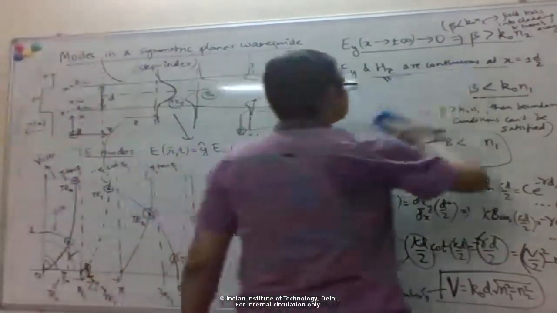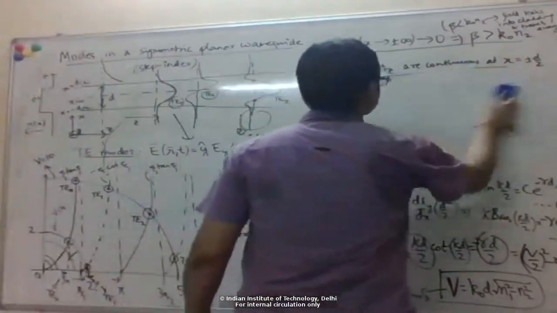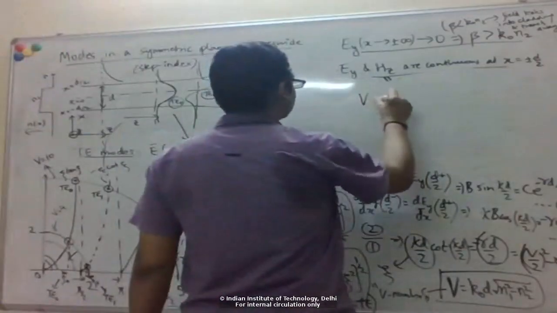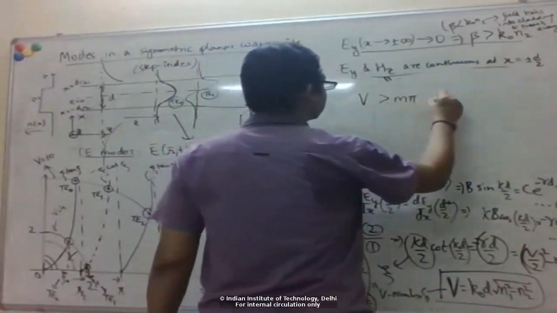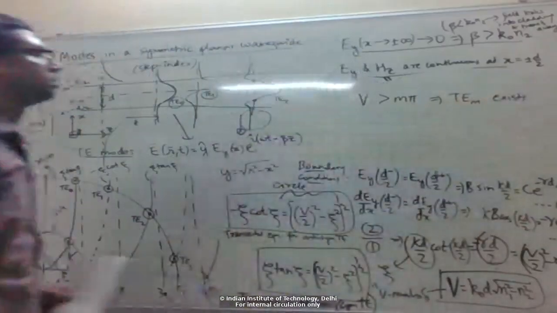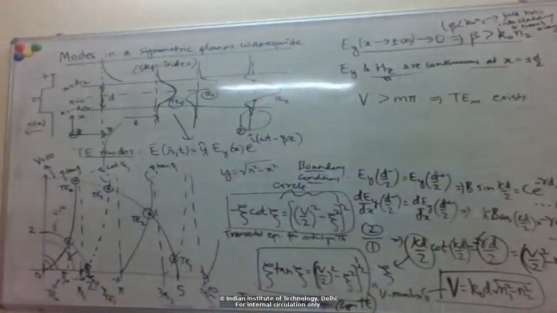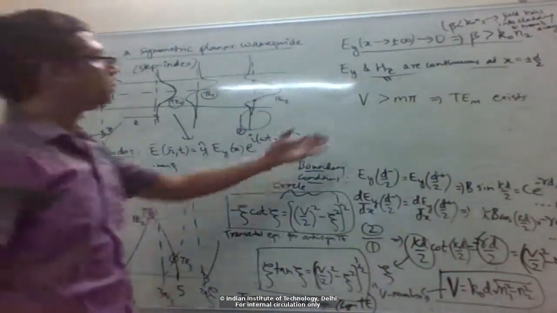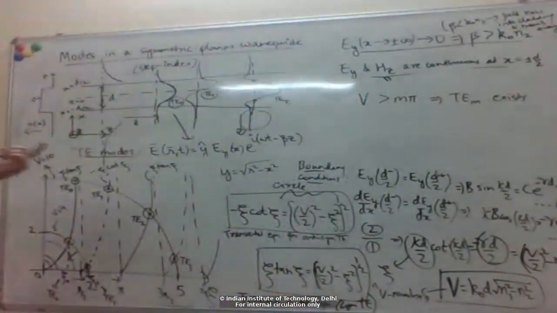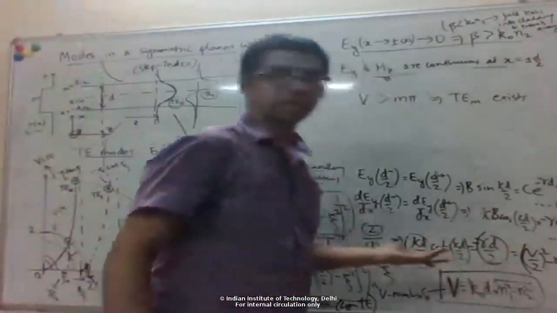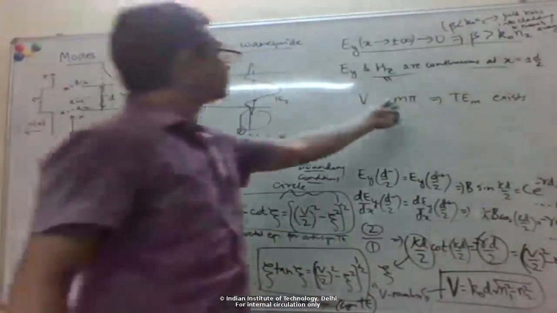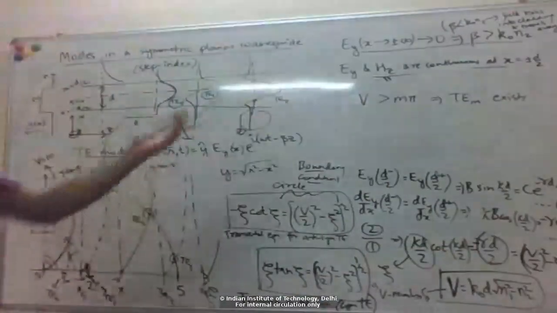So basically, if this V is greater than m pi, then TE m mode exists. Right? So if it's less than m plus 1 pi, then TE m plus 1 mode does not exist. Right? So by just looking at this V number, you can say how many TE modes exist in the structure. Right? You can see in which m to m plus 1 pi it lies, and then you can say there are m modes.